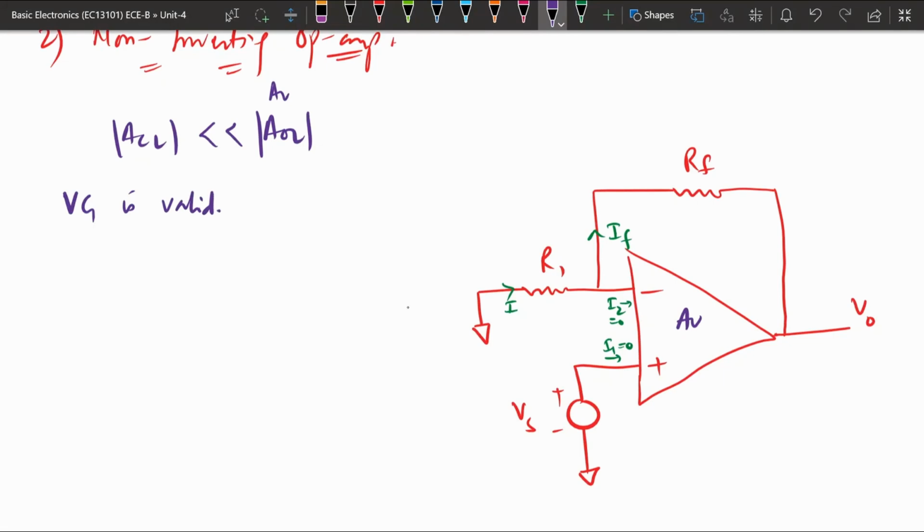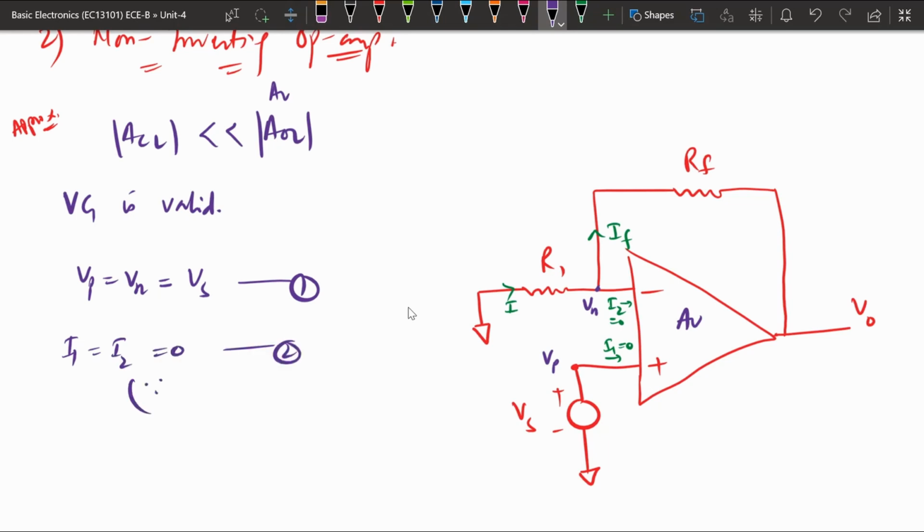This is basically the approximate analysis. Virtual ground is valid, so whatever the voltage is there, Vp and Vn will be equal. Vp is equal to Vn, and Vp is nothing but Vs. Also I1 and I2 will be equal to 0 because R is infinite.